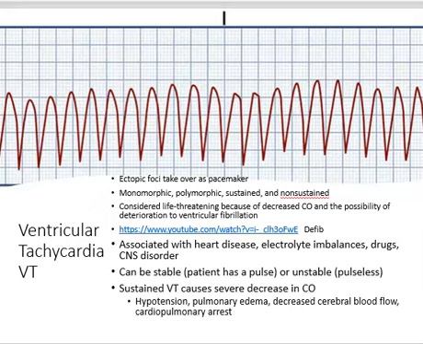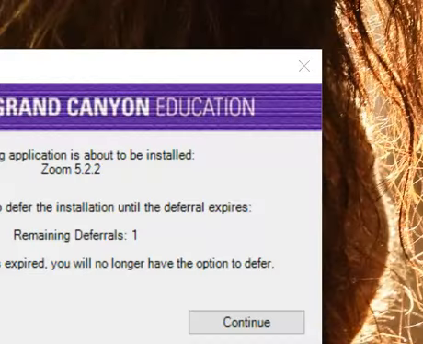Now, causes: heart disease, maybe they've had an MI, electrolyte imbalances, drugs, central nervous system disorders. Sustained V-tach causes severe decrease in their cardiac output, and you know what they will look like then. They're hypotensive, fluid sits in the lungs, no fluid going to the brain, and this will deteriorate into V-fib and they will die. So this is very serious, obviously.